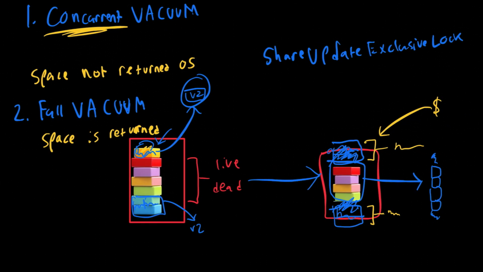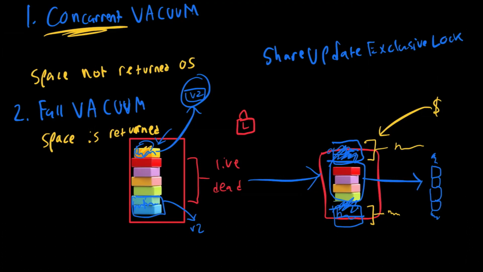Because this is a more intensive process, full vacuum requires an exclusive lock. That means reading and writing can't occur when full vacuum is going on. So in terms of actual development, people might run full vacuum less often, but it's still a potentially super helpful thing to do if you're trying to return space to the actual operating system.